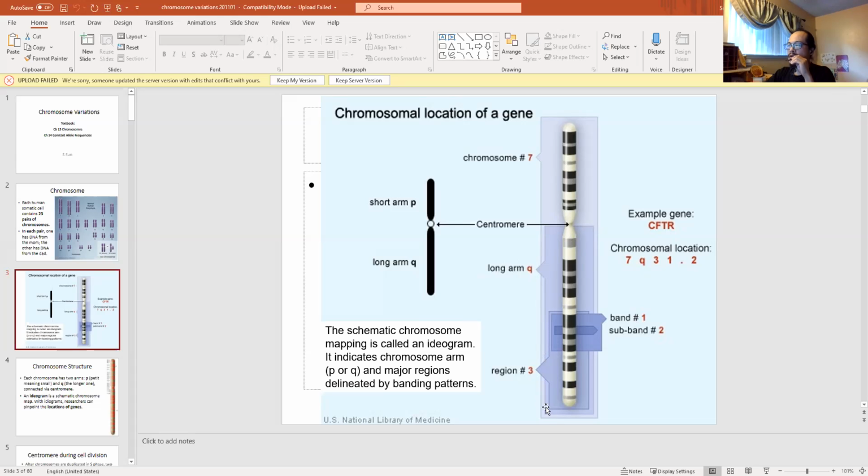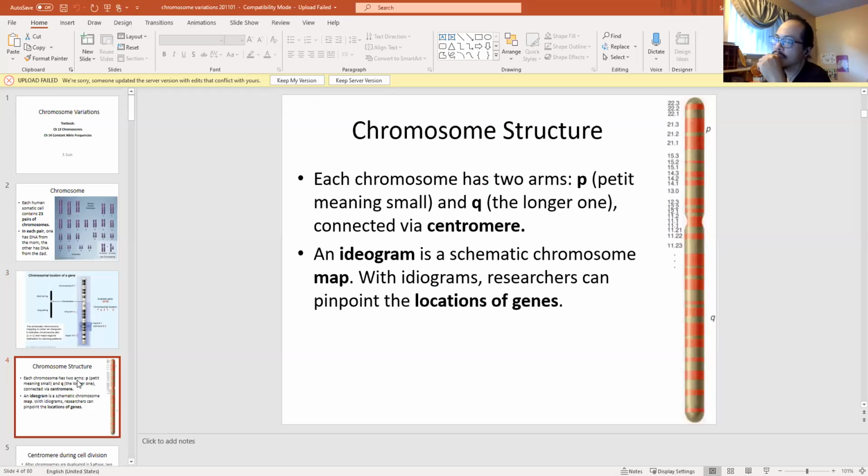7Q is in the long arm, region 3, band 1.2. So this is an example of the gene CFTR. From here, you can see that this is very much like a typical chromosome: short arm, long arm, and centromere. This one can also provide us mapping.